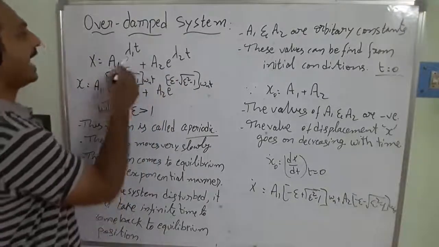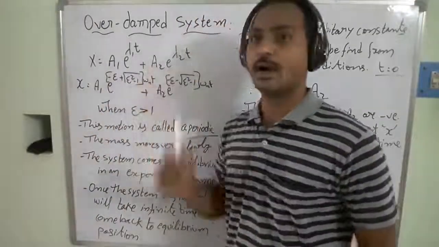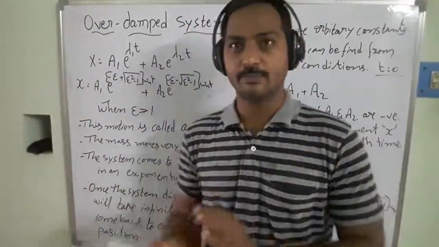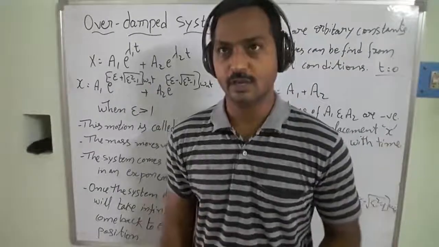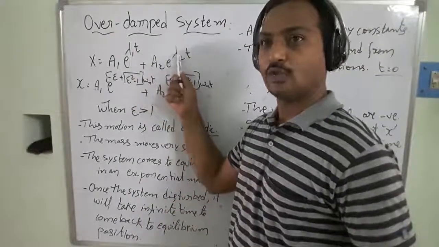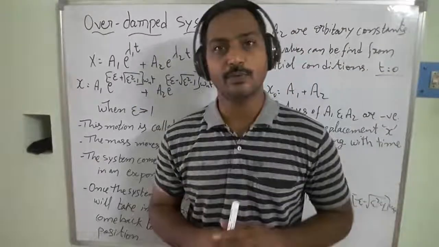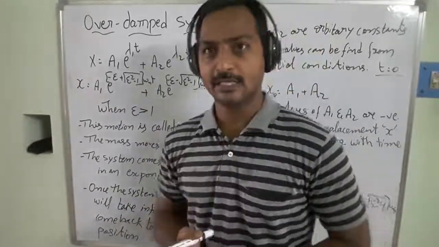As we have seen in the last video lecture, lambda 1 and lambda 2 are the roots of the system. A1 and A2 are the arbitrary constants. As we have lambda 1 and lambda 2 from that equation, we can calculate them. And similarly, how we are going to calculate A1 and A2, that we are going to check.